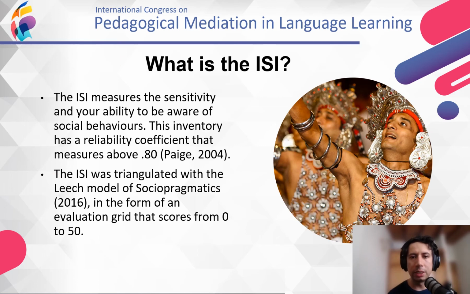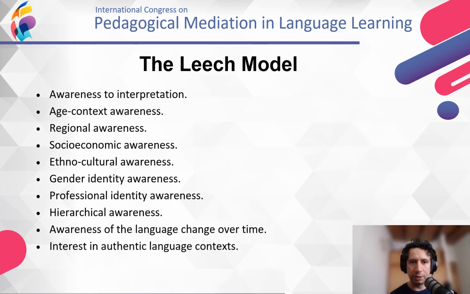And I'm going to show you that now. This is the Leech model, and it shows us that the sociopragmatic competence can be divided into 10 dimensions, like regional awareness, age context awareness, and so on.